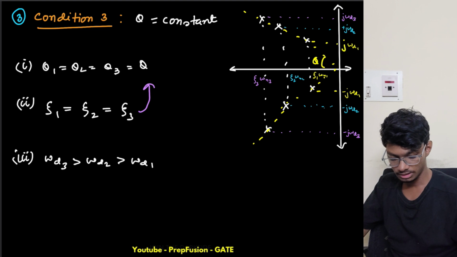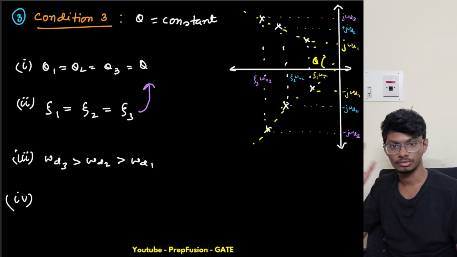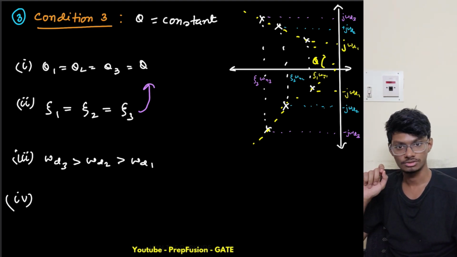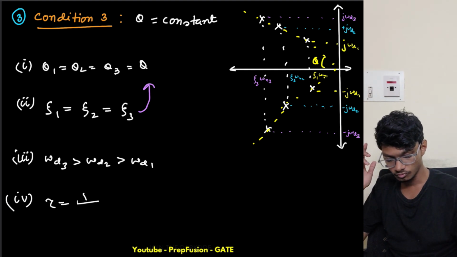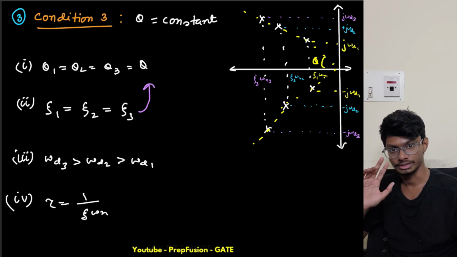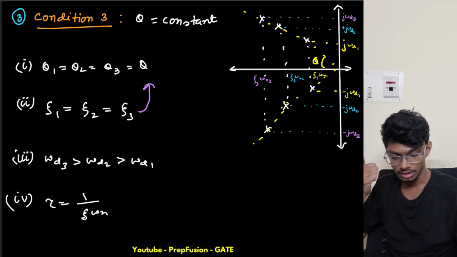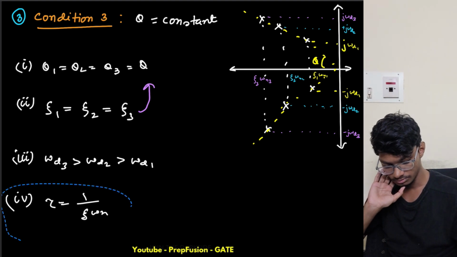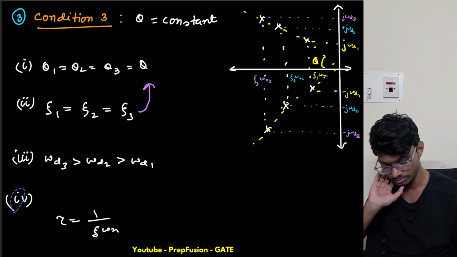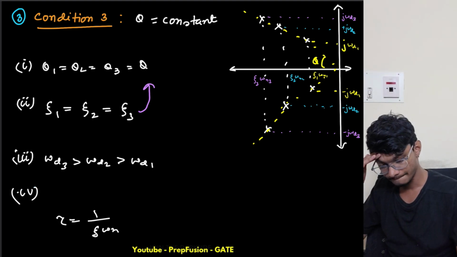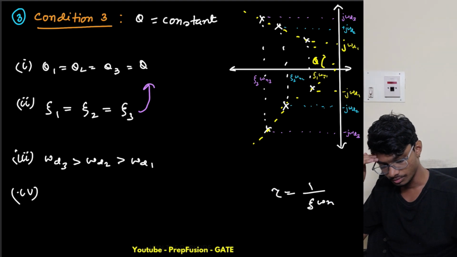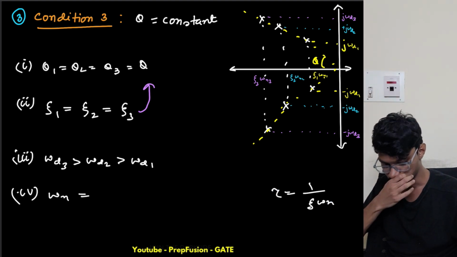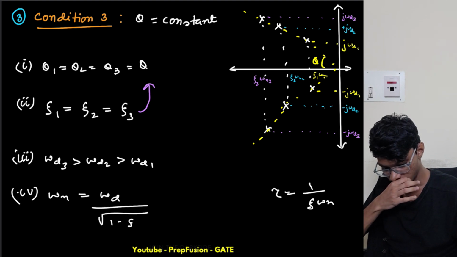Now what about my time domain parameters? What about my time constant? Time constant is 1 upon zeta omega n. Now my zeta is constant, but what is happening to my omega n? Before writing the time constant parameter, what about my omega n? Omega n is basically equal to omega d by square root of 1 minus zeta square.